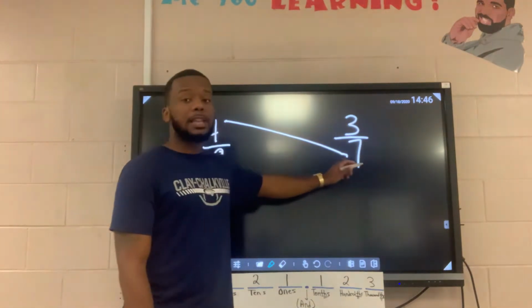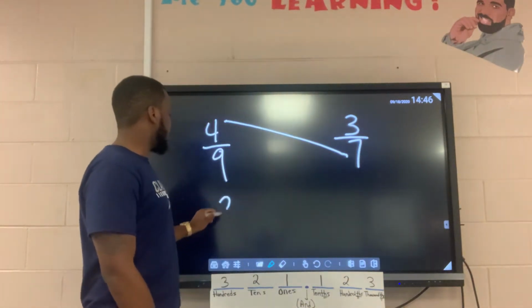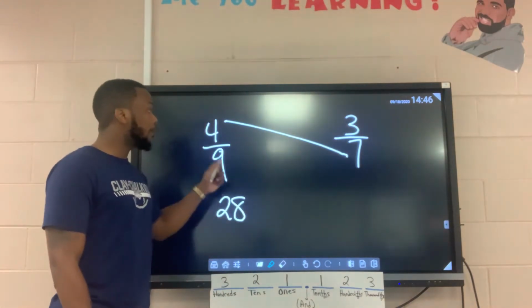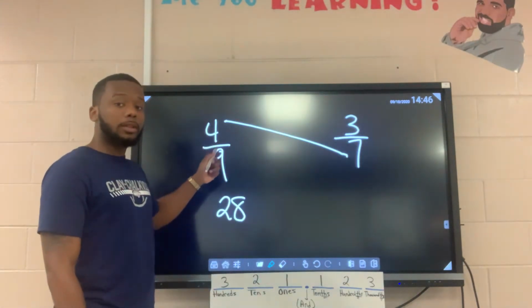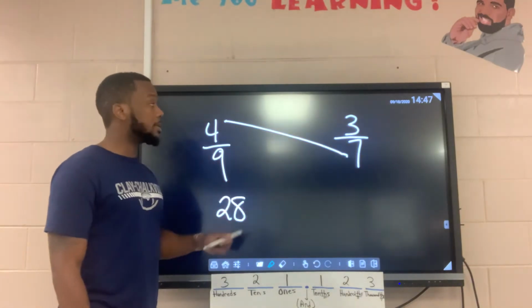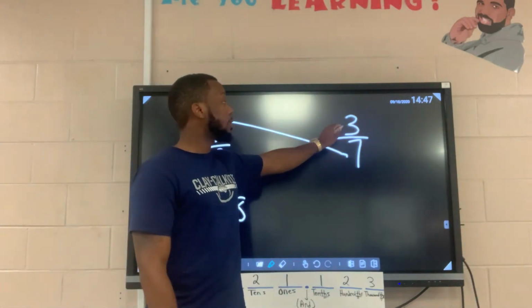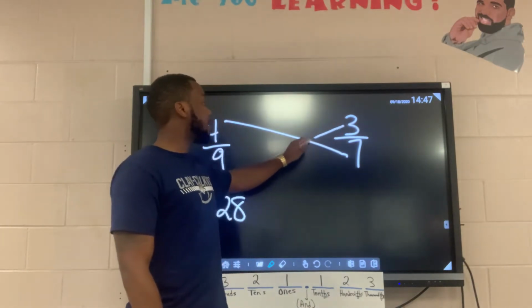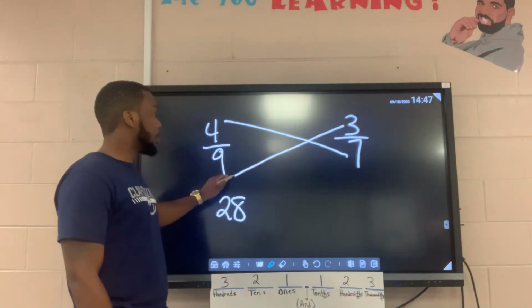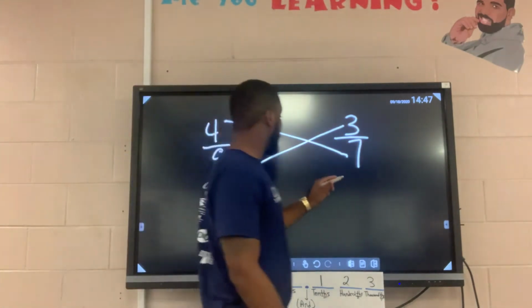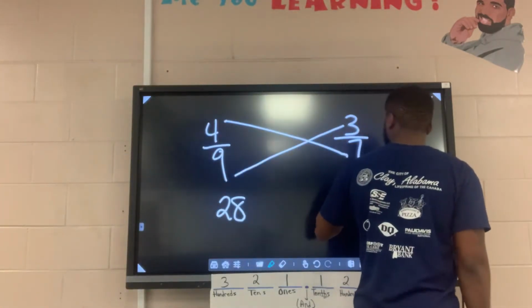4 times 7 is 28. Notice I put the 28 on the side of the numerator that I started with. And I'm going to do the opposite. I'm going to take the second numerator from the fraction and multiply the opposite denominator. And 3 times 9 is going to give me 27.